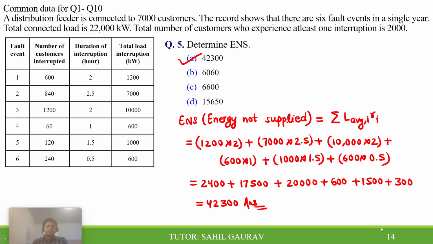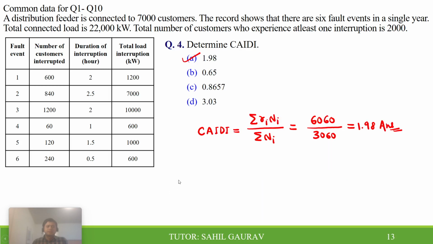And if you want to write the unit of energy not supplied, that will be kilowatt hour. The unit of CAIDI, the top one, will come in terms of 1.98 hour per customer interrupted. And you may write it in terms of minutes, so it will give you 118.8 minute per customer interrupted.